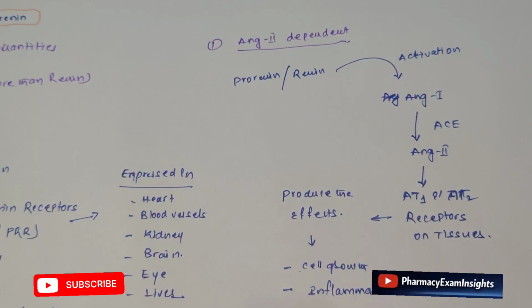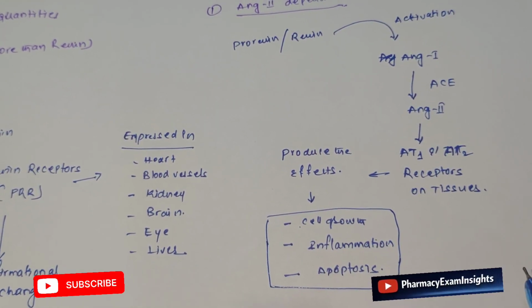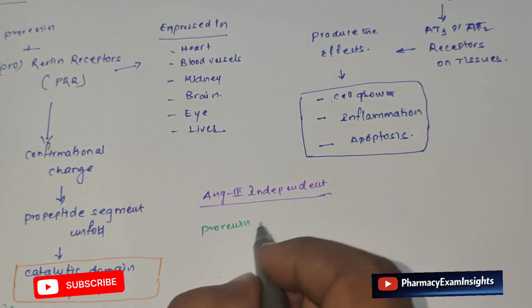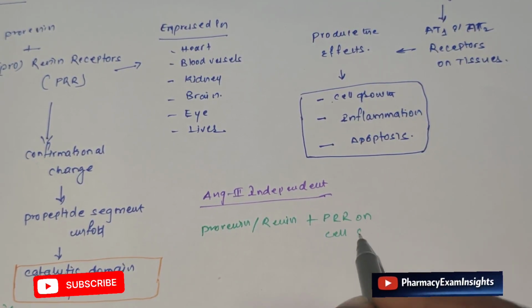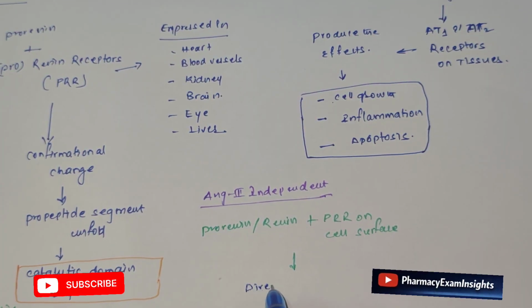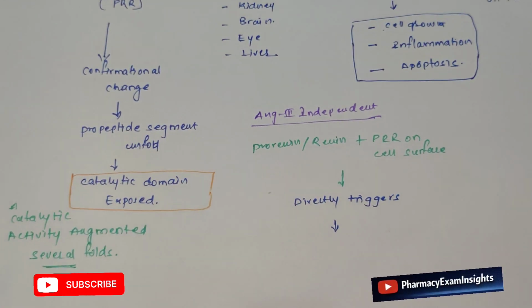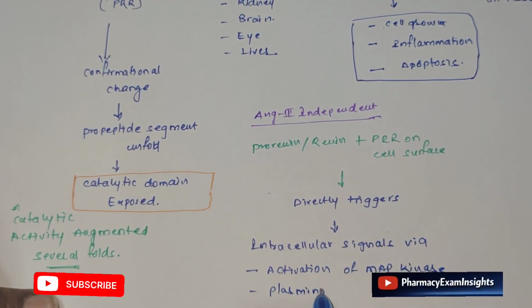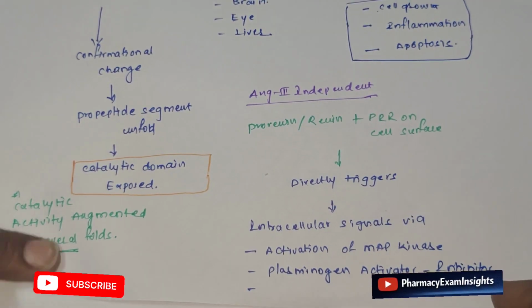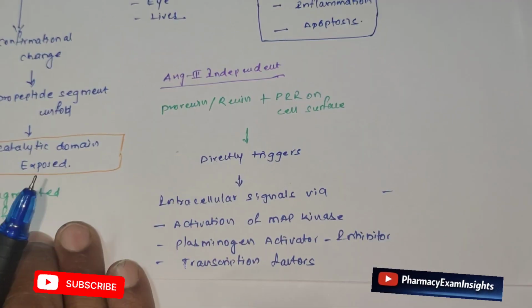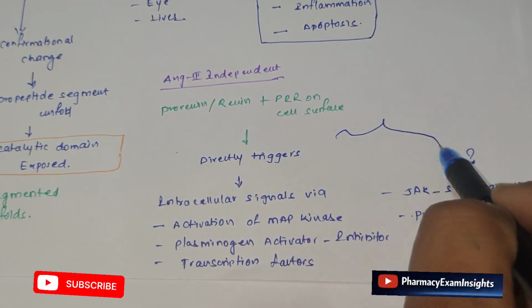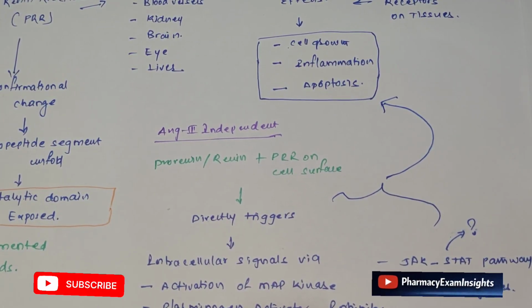Then coming to angiotensin 2 independent pathway, when prorenin or renin attached to prorenin receptors of the cell surface, it directly triggers intracellular signals via activation of MAP kinase, plasminogen activator inhibitor, transcription factors, JAK-STAT pathway and proto-oncogenes. All these cause again cell growth, inflammation and apoptosis.